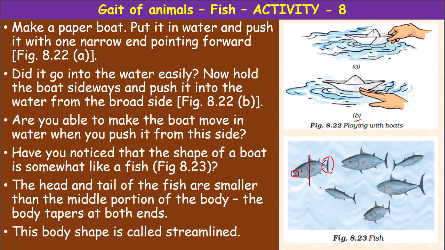The body tapers at both ends. It becomes cone like. This body shape is called streamlined. See the body shape, this is the streamline. This is useful for a fish to move against the water currents, against the flow of water. It can pierce the waves of water and it can move forward with the help of fins.